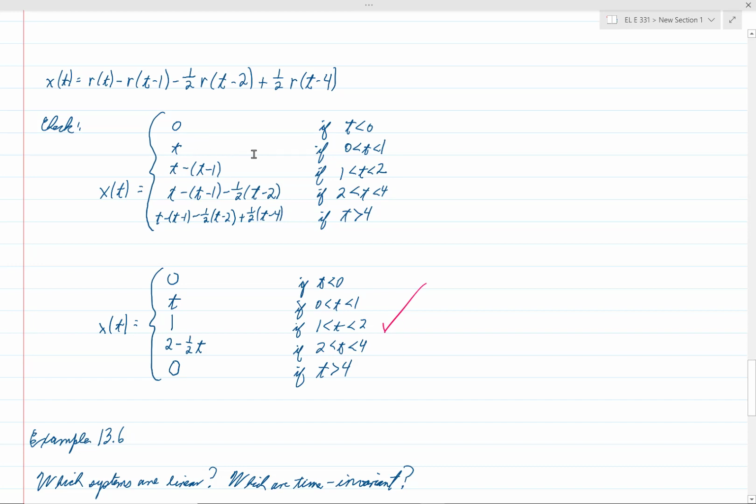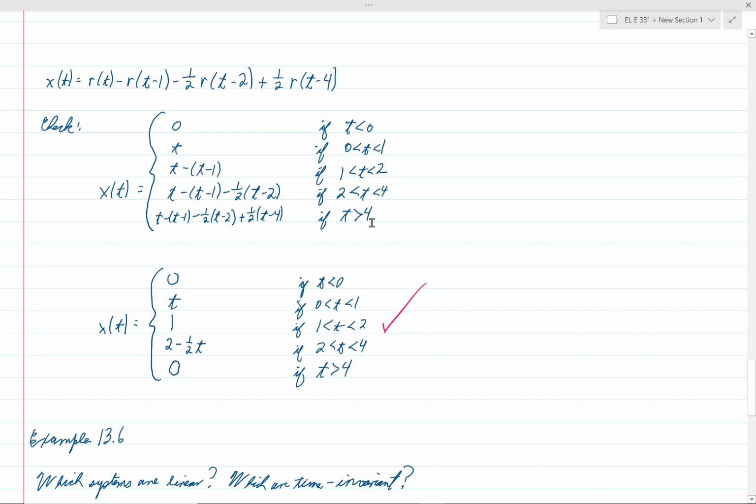Now, as t continues to increase and moves past 1, but is still less than 2, then that first term is still on. So we still have the t, but now this second term will come in, so we have minus t minus 1. And then as we continue to increase t, and it gets past 2, but not up to 4 yet, then this term will also turn on. So now we still have t, we still have minus t minus 1, but now we have a minus 1/2 t minus 2.